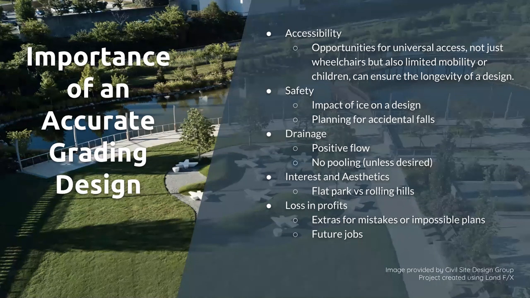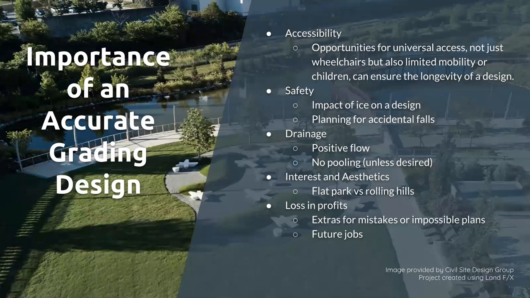So for instance, right at the bottom, the loss of profits. Mistakes in grading calculations can cost a lot if an extra needs to be applied for when the contractor discovers your mistake in the field. So that's why making sure that you're doing all of your spot elevations and slope callouts, all of that, is very important to be accurate.